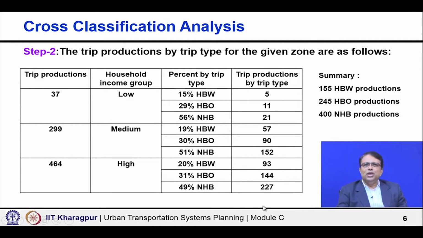So, from this one you will be able to say in the future how many trips will be produced in total from zone 1, how many low income households will produce, how many medium income households will produce, how many high income households will produce, and in each case what will be the share of home based work, home based other and non home based trips. And in total from the zone, how many home based work trips will be produced, how many home based other trips will be produced and how many non home based trips will be produced. So, all those calculations we can get.